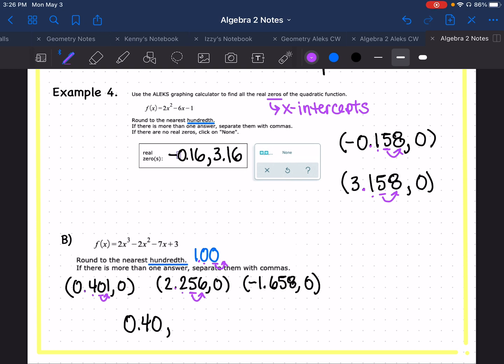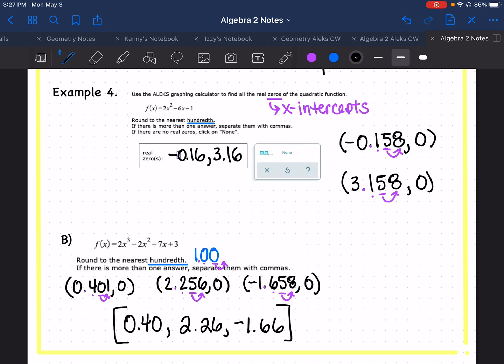Here, the 6 with the arrow is going to tell me to make the 5 a 6, so I'm going to put 2.26. And for the last one, decimal 1, 2, once again, the 8 is going to go ahead and say make the 5 a 6, so 0.66. Here would be my 3 answers because I had a cubic.